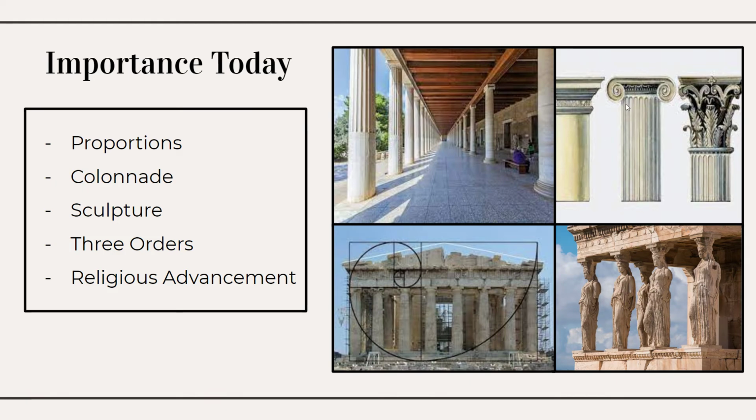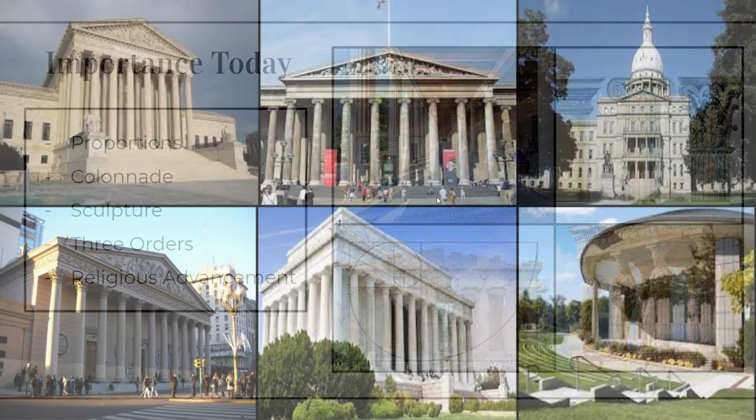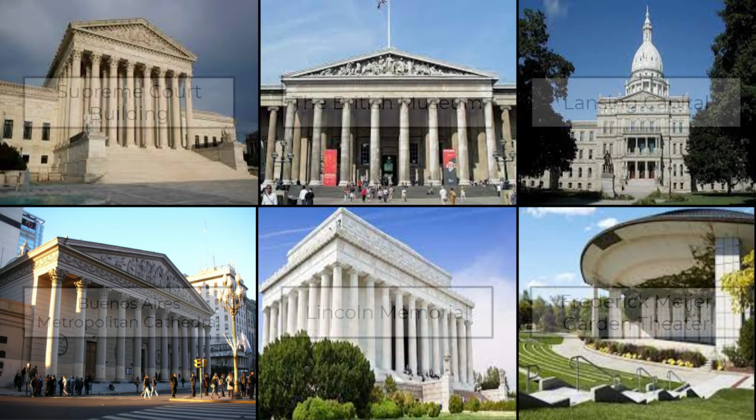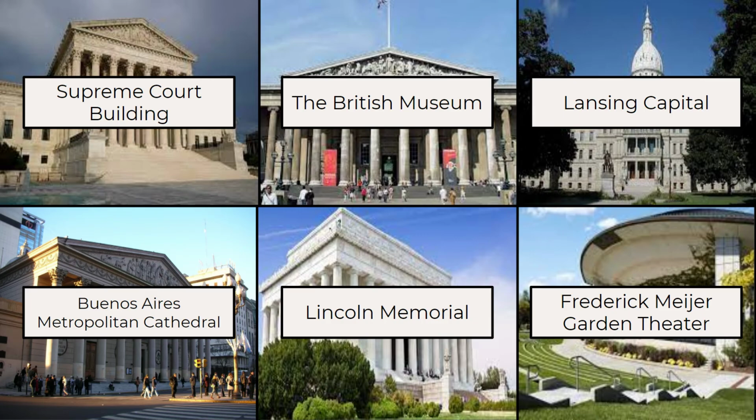We use the three orders, we use sculpture, we use the colonnade, and actually, something really interesting, these are all pictures of places still standing today. And if you can recognize a few of them, that's pretty cool. And I'll let you look at this a little bit. We've got the Supreme Court building. They use the columns, the British Museum, the columns, the Lansing Capitol, the columns again. Like, we see columns everywhere.